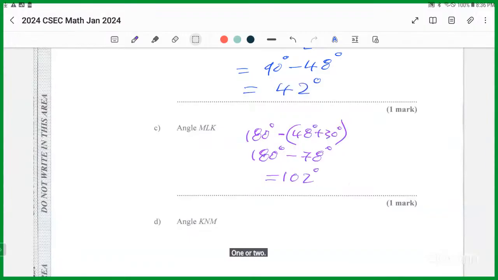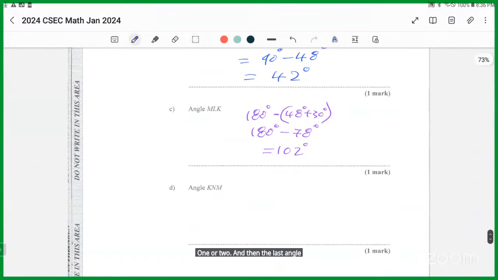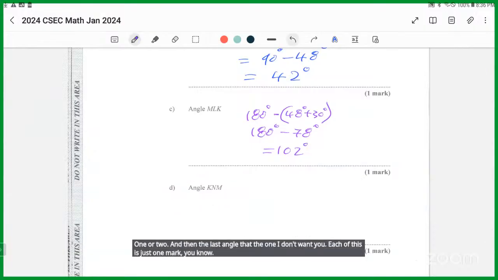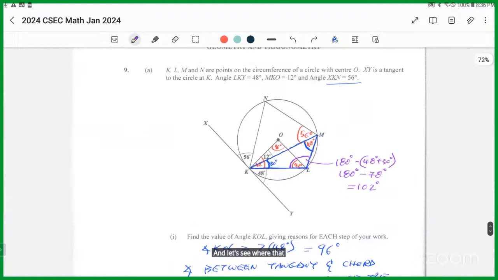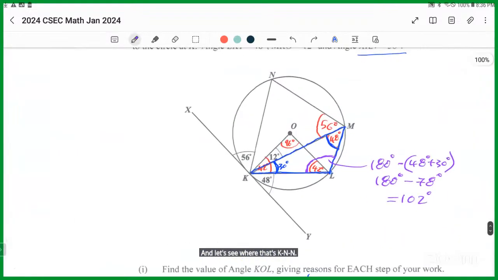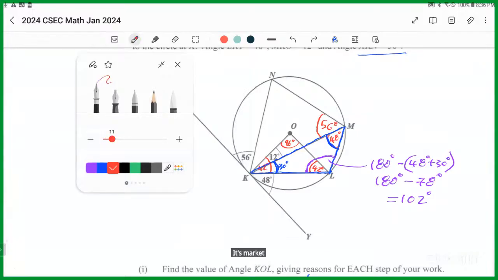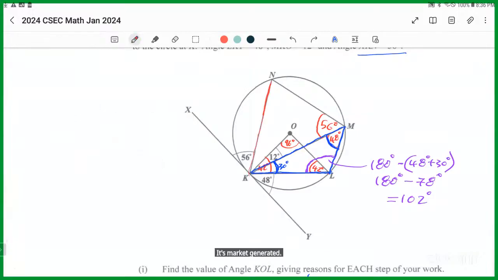And then the last angle that they want down here, each of these is just one marking. They want angle KNM. Let's see where that is. K and M. Let's mark it in red. K to N to M. So now they want this angle over here. Let me erase some of these things and show you.